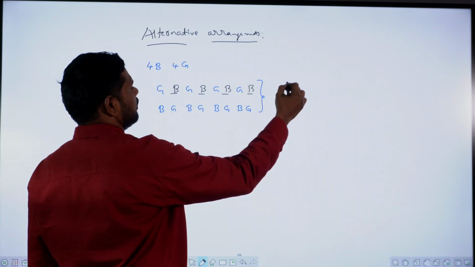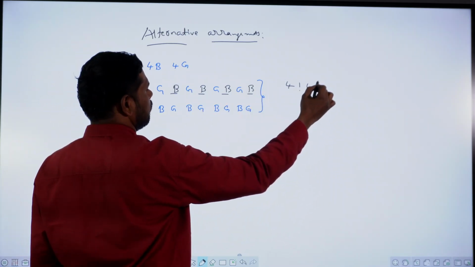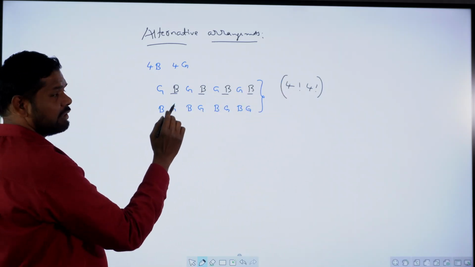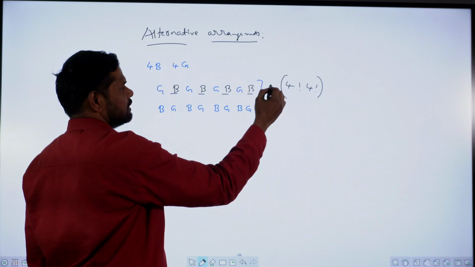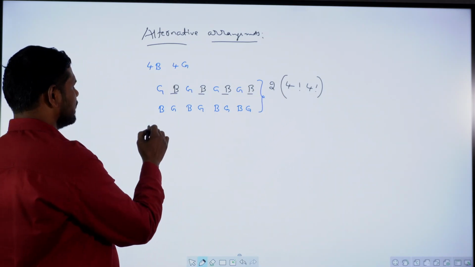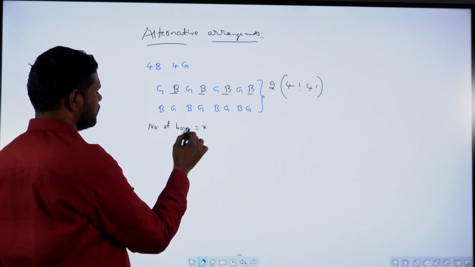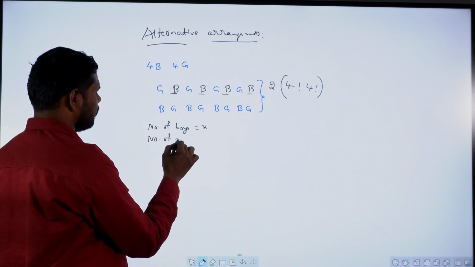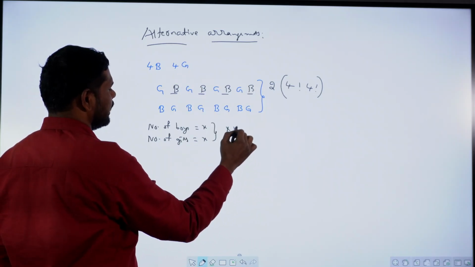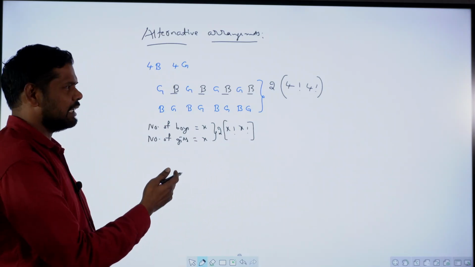4 boys can be arranged in 4 factorial ways. 4 girls can be arranged in 4 factorial ways. Into how many types? Starting with boy and starting with girl, 2 different ways. So if the number of boys equals x and the number of girls equals x, then alternative arrangements are x factorial into 2. Right? I am giving this just for understanding purposes.